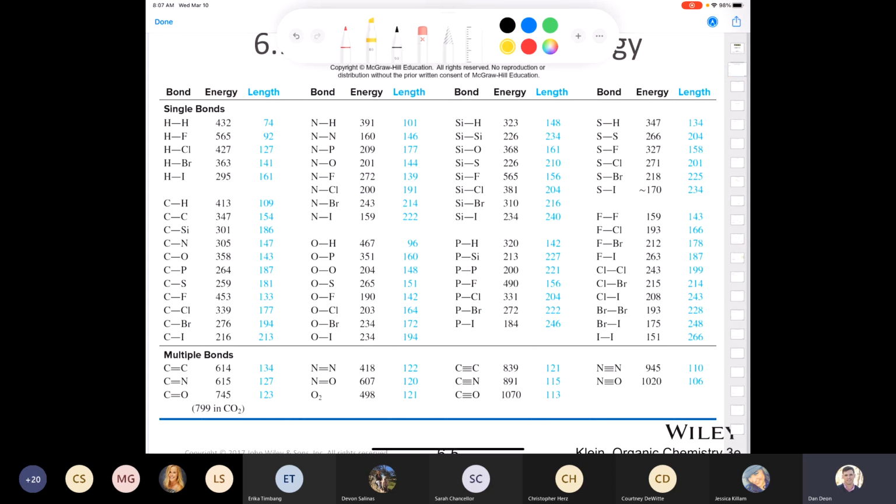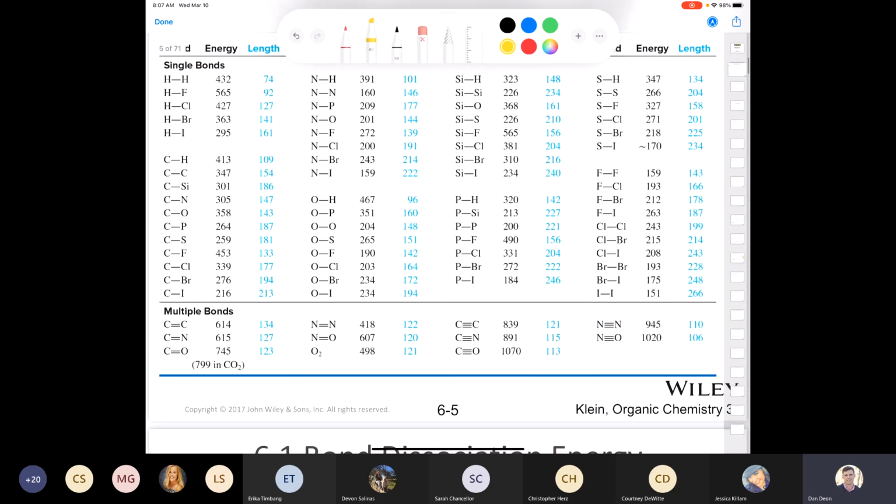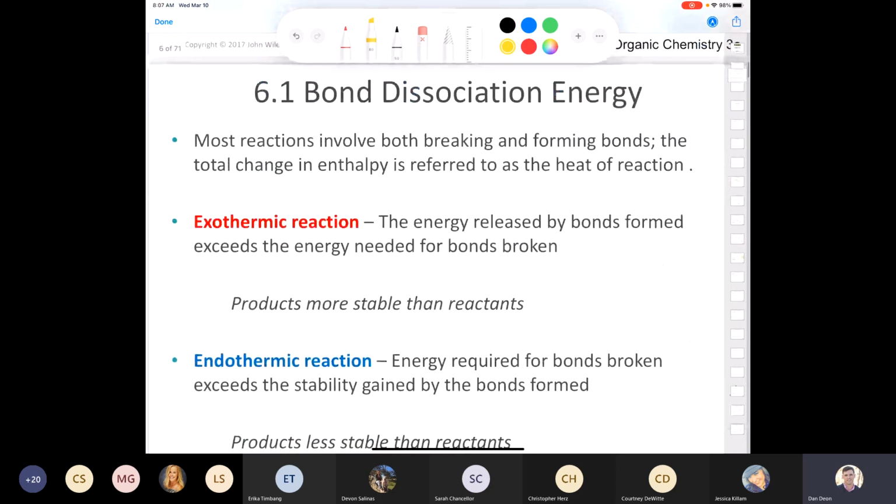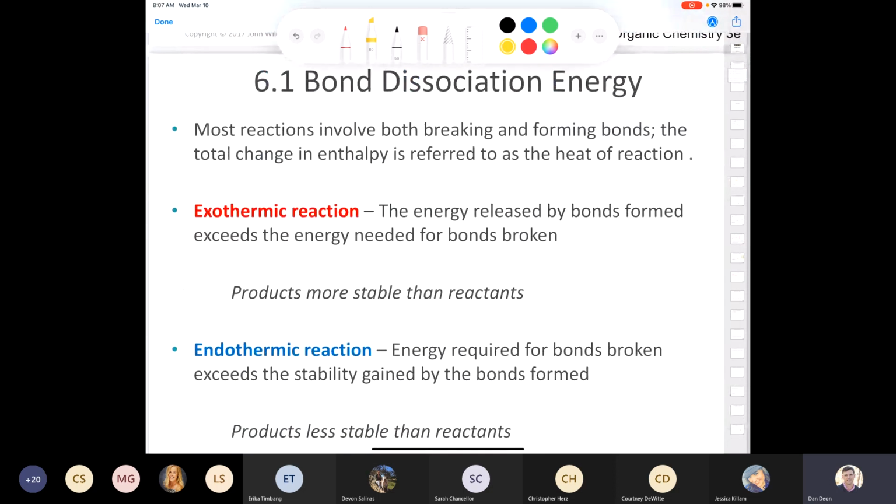So you can see that we can go to a table like this, like table 6.1 in your textbook, and we can look up all kinds of bond dissociation energies. So again, when we are doing a reaction, think about all the chemical reactions that we've looked at in this class. We haven't looked at a lot of them in detail, but you've seen some, and you know that when you do a reaction, a chemical change, it involves breaking and forming bonds.